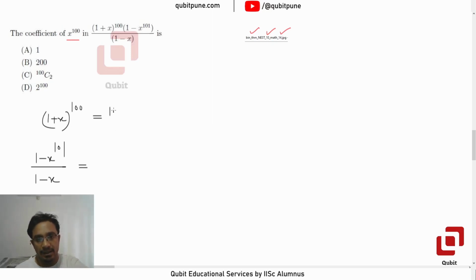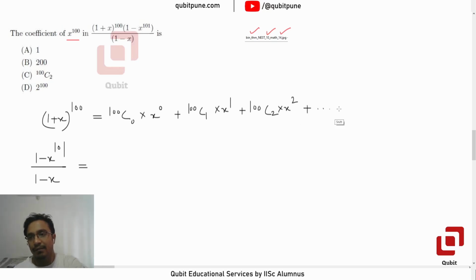It will be 100c0, which is 1, into x raised to 0, plus 100c1 into x raised to 1, plus 100c2 into x raised to 2, and if we continue writing this, we will reach 100c99 x raised to 99, and then the last term, 100c100 x raised to 100.